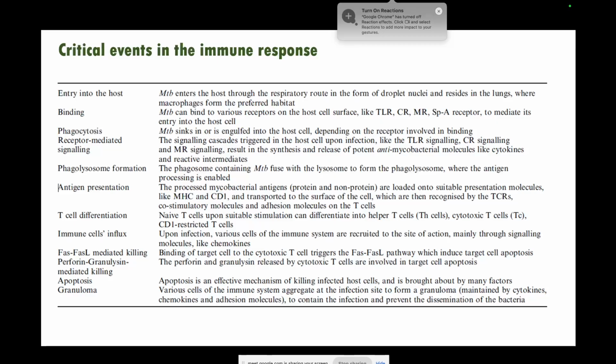Now, if you want to understand the events in the immune response system, the first step is the entry into the host. It enters the host through the respiratory route in the form of droplet nuclei, and it resides inside the lungs. Then the bacteria can bind to various receptors on the host surface, such as T cell receptor, SPA receptors, etc., and it interacts with these receptors to actually get entry into the cell. Then it starts phagocytosing. So MTB sinks in or is engulfed into the host cell, depending on the receptor involved in binding.